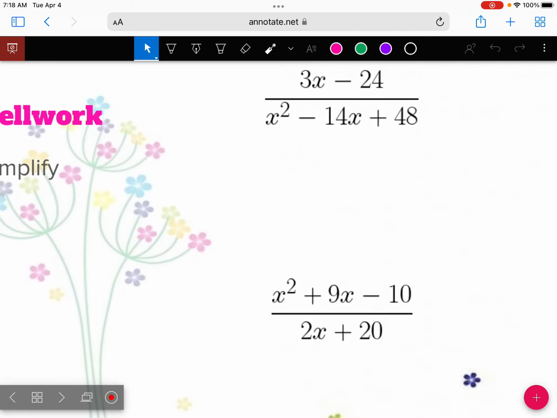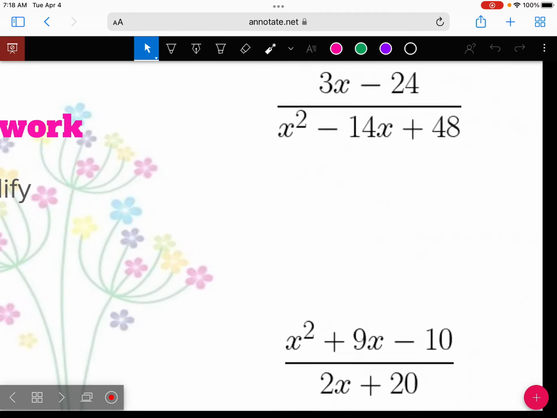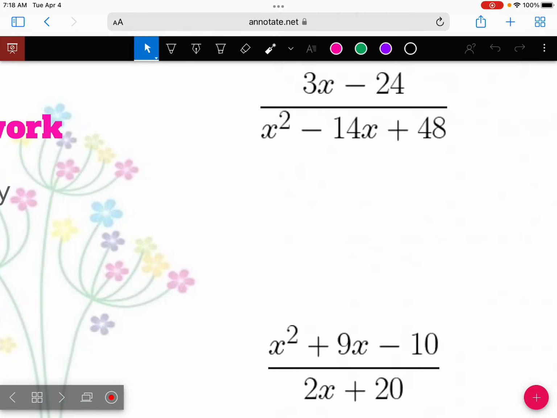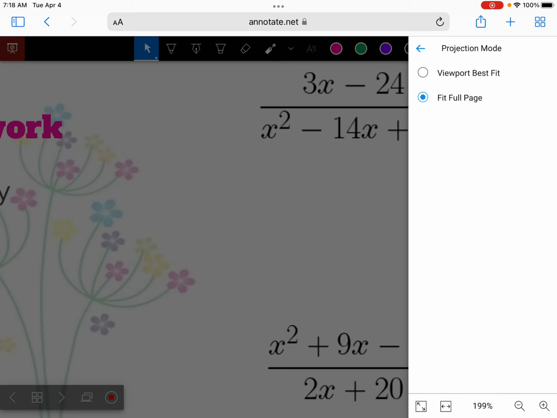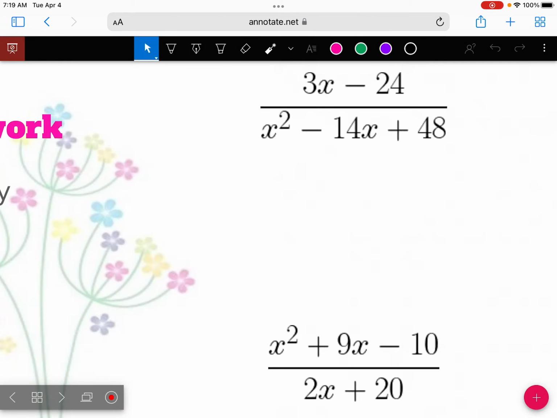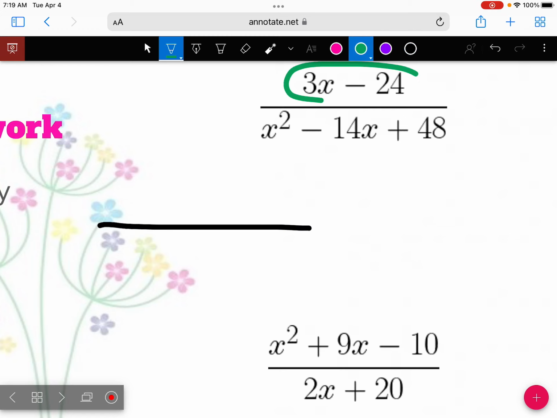So, let's start with this one. What are we going to do here? Start with the top one. I'm going to get this as simplified as possible. On this guy we can find a GCF. What is our GCF? 3. What's left over when I remove a 3?